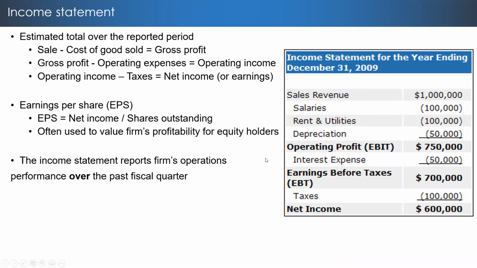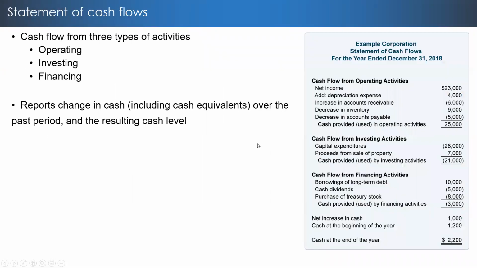One thing I want to highlight here is that the income statement reports the firm's operating performance over the past fiscal quarter or the past fiscal years, right? So it's all past information. It's not predicting. And finally, for cash flows, we have three different types of cash flow activities.